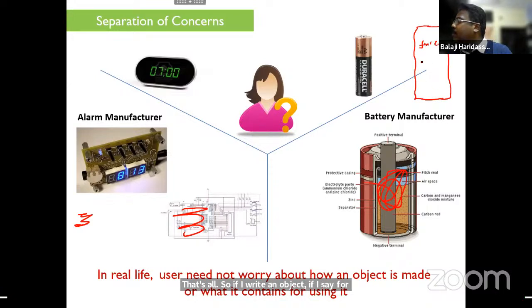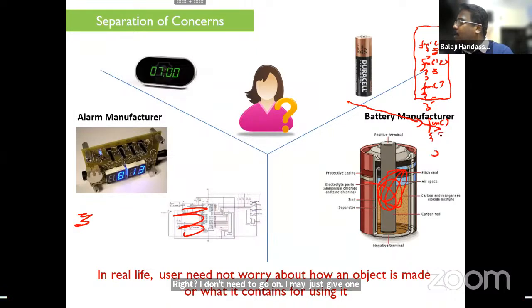So if I write an object, say for example here, you may have function 1 in this class, function 2 in this class, function 3 in this class. How is it internally implemented? I don't need to care. Right? I don't need to care. I may just give one interface to the external world. Okay. I will call this function. This function will internally call all other functions.